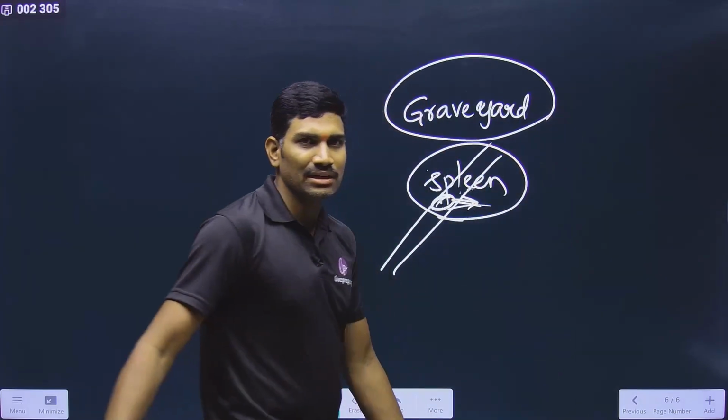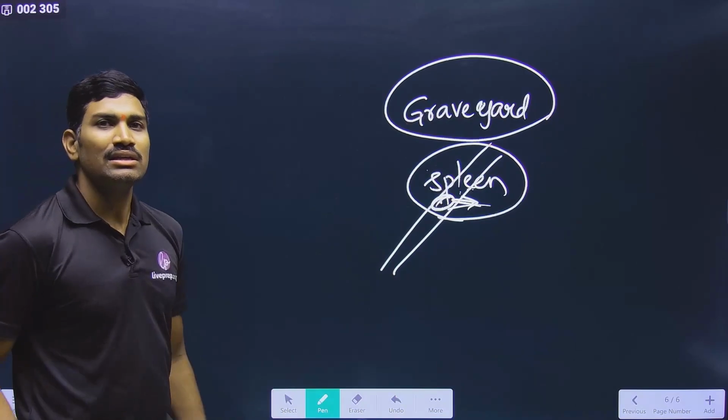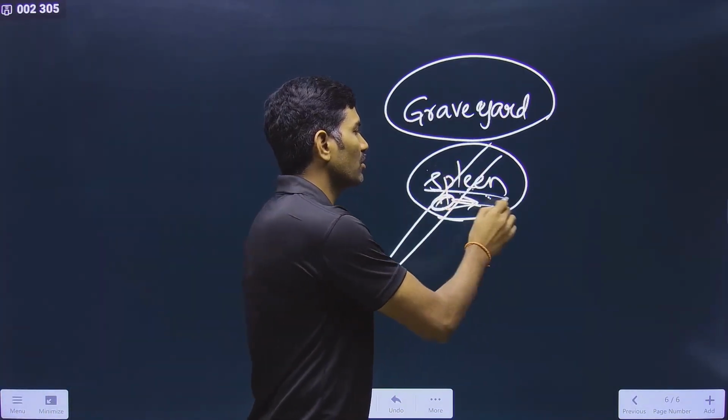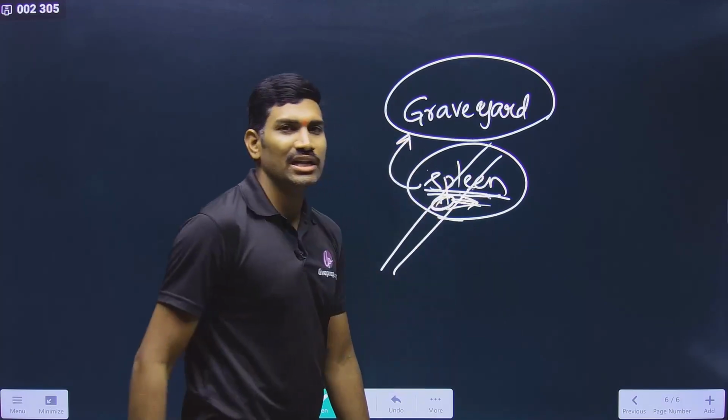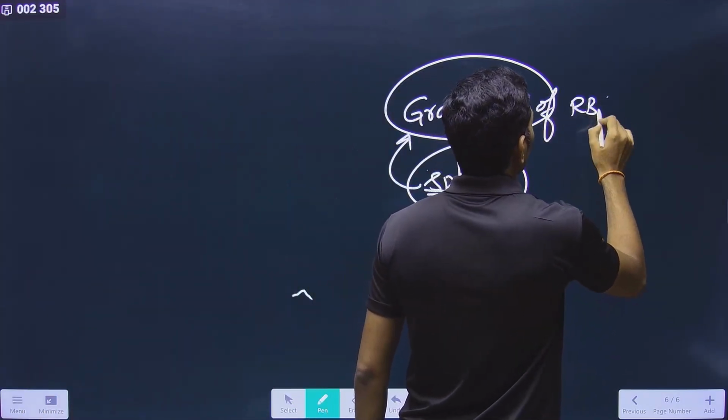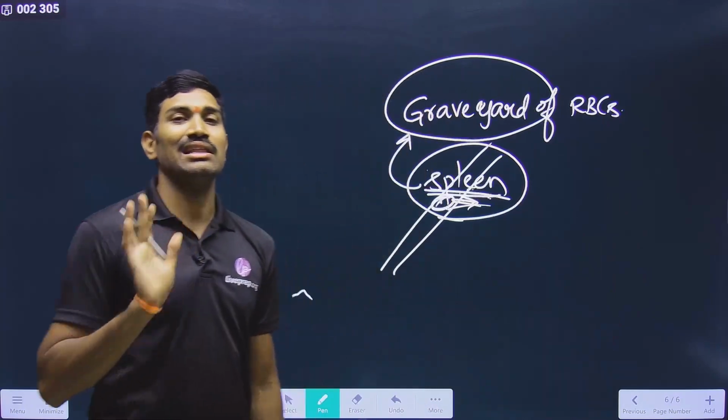Once we die, ultimately they will take us to the graveyard. Same way, these RBCs are finally removed at the place called the spleen. That's why spleen is considered as graveyard of RBCs. In the NCERT, very clearly they gave this.